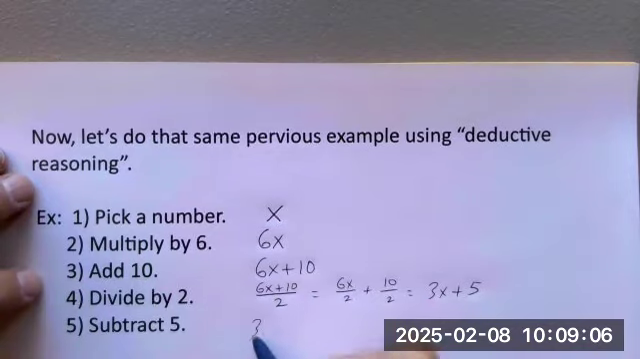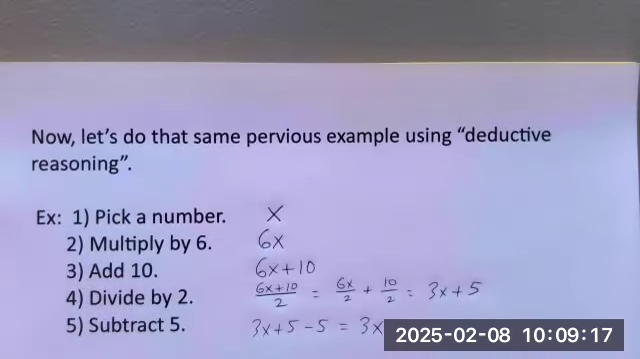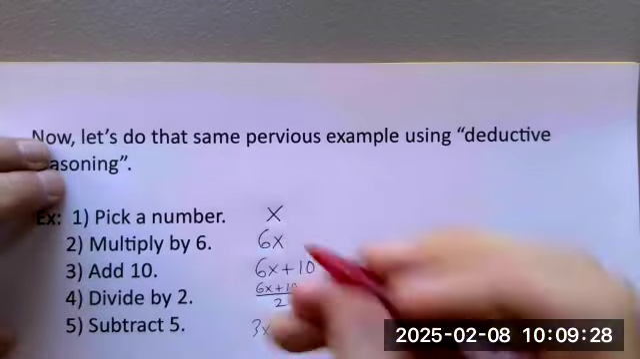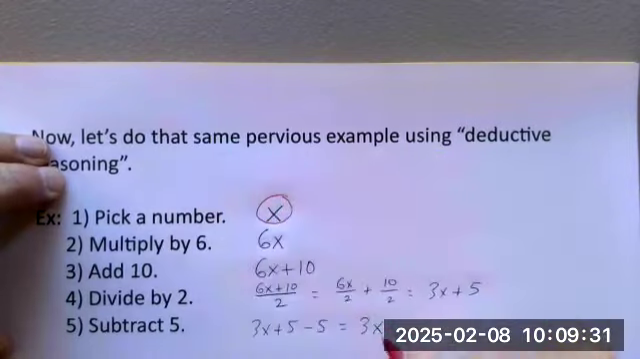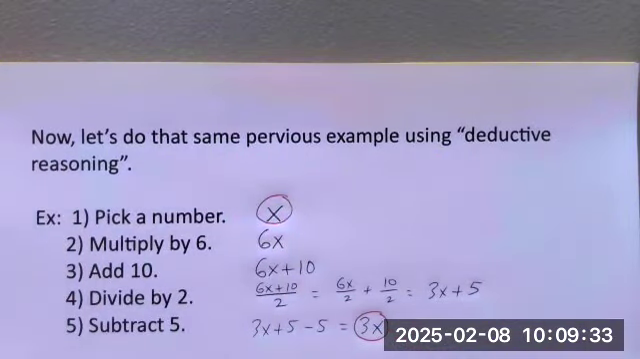And then finally, it says to subtract 5. So we have 3x plus 5, but then it says to subtract 5 from that. What happens? Those 5s just cancel each other out, right? And we end up with 3x. I want you to look at what just happened here. Look at what we started with and look at what we ended with. Okay, we started with x. We ended with 3x. I'm very confident now in saying that we will always end up with 3 times what we started with.